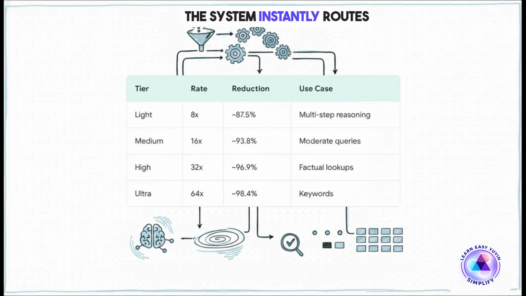The system instantly routes you to the high or ultra tier, which reduces the context by up to 98.4%. And here's a fun fact. Most enterprise queries actually hit these ultra-compressed tiers, which saves you a massive amount of context budget.